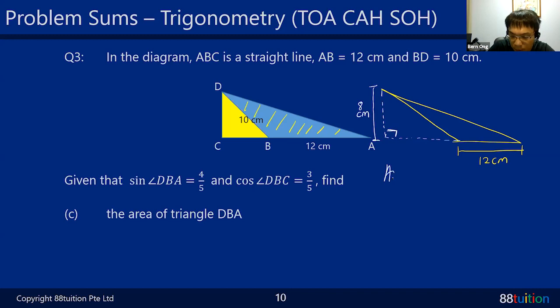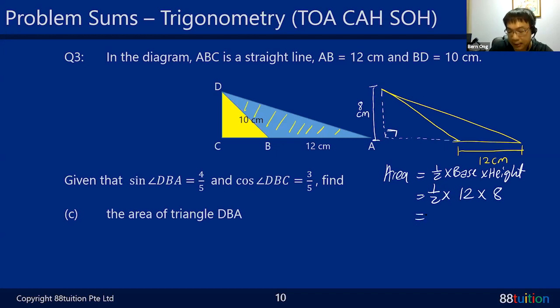So area of this triangle will be simply half times base times height. All right, usually, once again, I like to write out my formula. Half times base is 12, height is 8. Half times 12 is 6, 6 times 8 is 48 cm square. And this will be your answer. All right, this is still considered quite simple. Nothing to worry about. All right, 2 more questions.